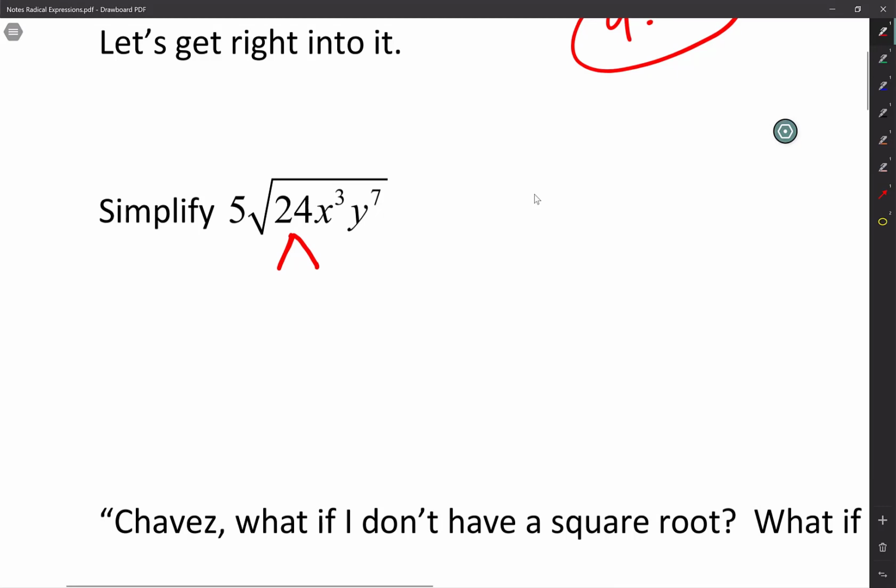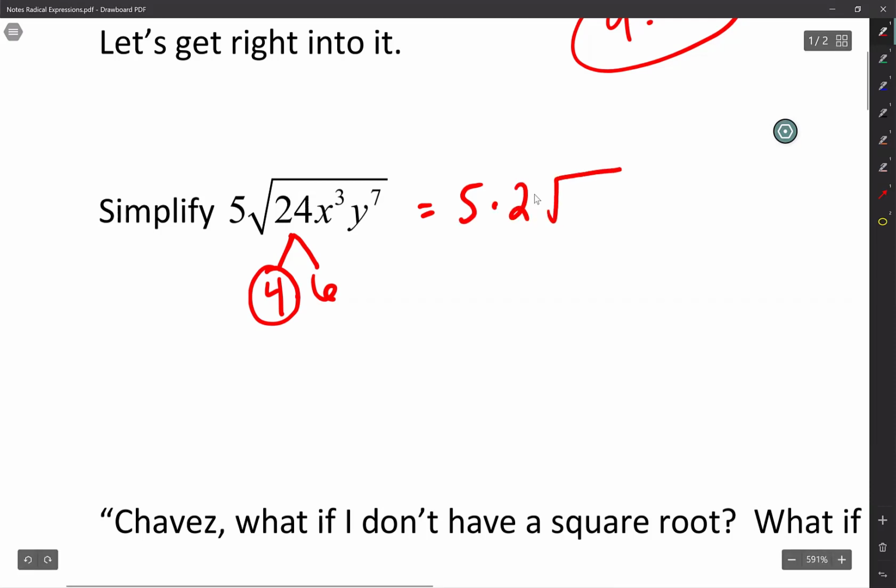What two numbers, and I'm going to go slow, guys, what two numbers, when I multiply, give me 24? 4 and 6. One of those is a perfect square. Which one's the perfect square? 4. What's the square root of 4? 2. So this becomes 5 times 2 on the outside.